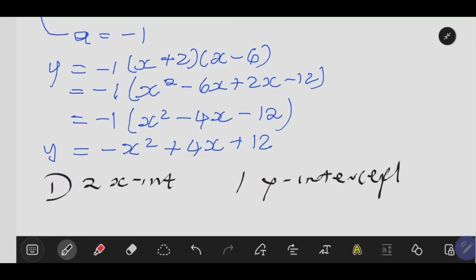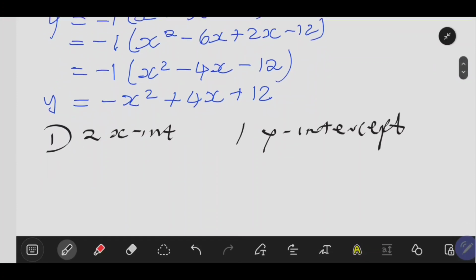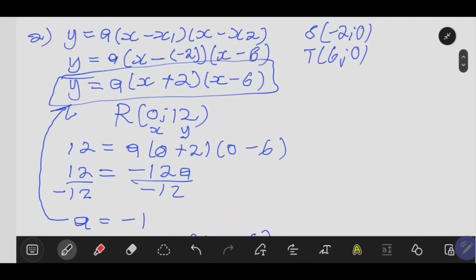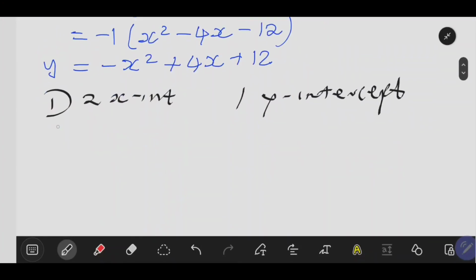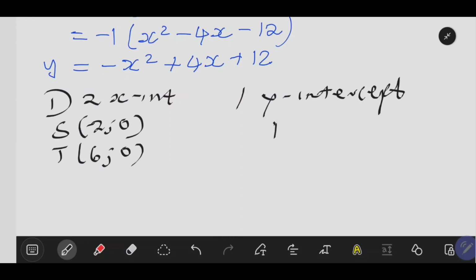So if you're given that, remember the 2 x-intercepts are s and t. s, which is minus 2, is to 0. Then the value of t, which is 6, is to 0. Then our y-intercept, which is r, which is 0, is to positive 12.